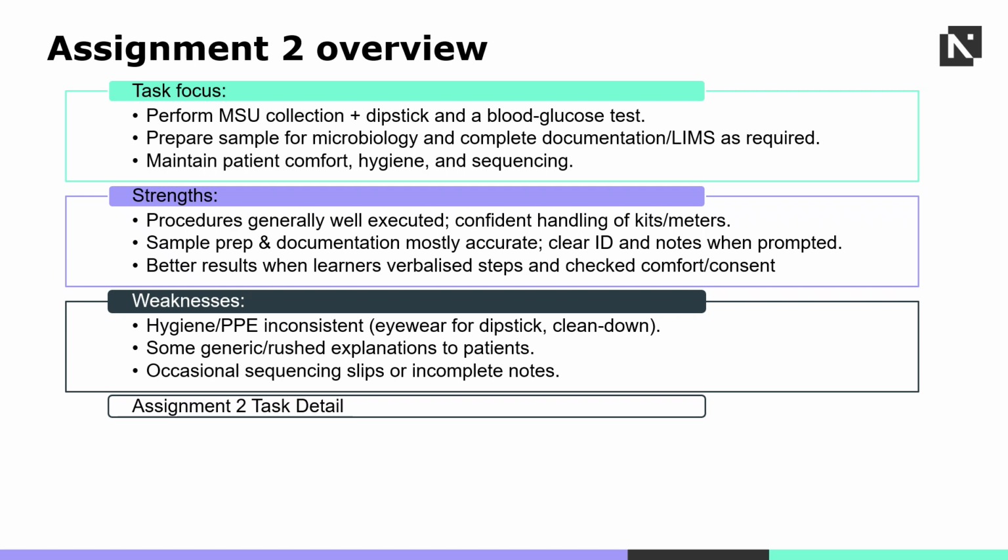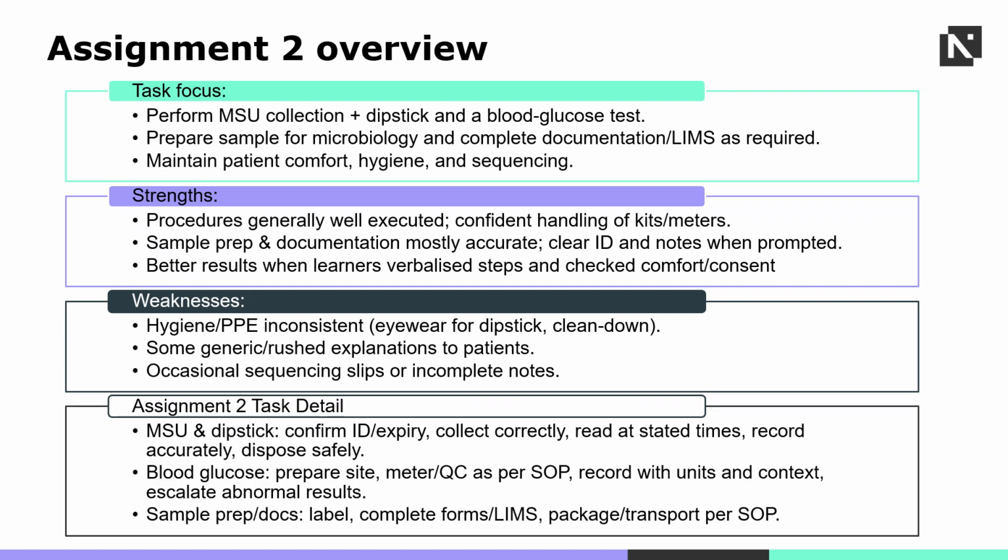So let's look at this in more detail. For MSU and dipstick, confirm identity and expiry, collect correctly, read at the manufacturer's times, record accurately and dispose safely. For blood glucose, prepare the site, follow meter or QC per SOP, record with units and clinical context, and escalate abnormal results. For sample prep or documents, ensure correct labelling, forms, LIMS completion and packaging or transport per SOP.